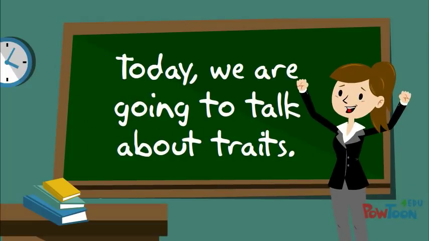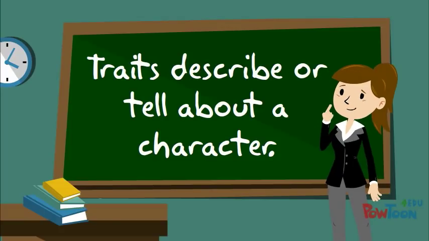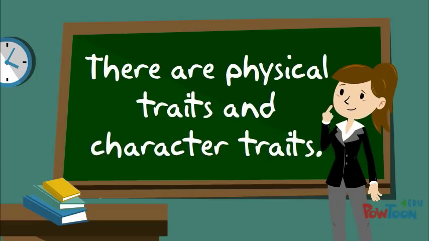So today we're going to talk about traits. And this isn't something new. We've talked about traits a little bit already before when we talked about characterization and watched the movie Bounden. Traits describe or tell about a character, and when we talk about traits, we always use text evidence to explain why we think that a character has that trait. When we talk about traits, there are two different kinds of traits that we talk about. We have physical traits and character traits.